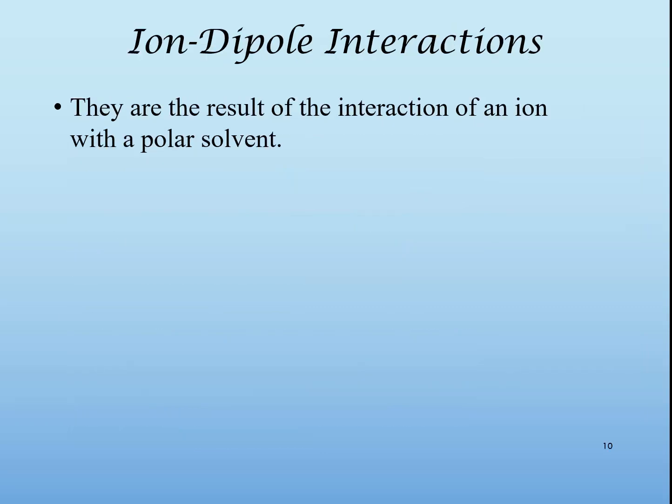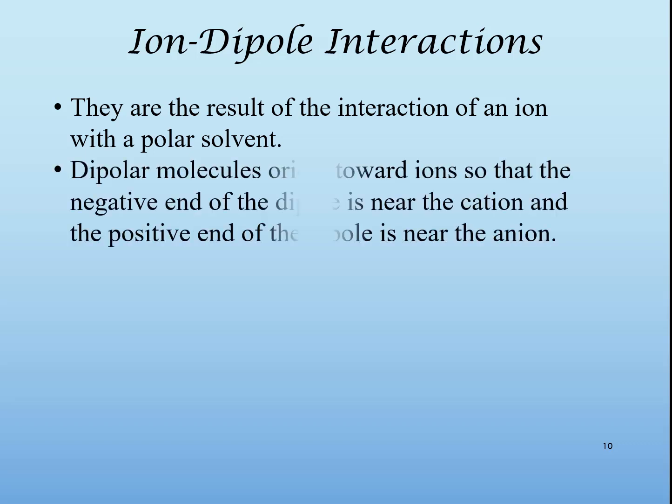Finally, we're going to address ion-dipole interaction. They result from the interaction of an ion with a polar solvent, most of the time water, and the dipolar molecule orients towards the ion, so the negative end of the dipole is near the cation and the positive end of the dipole is near the anion.